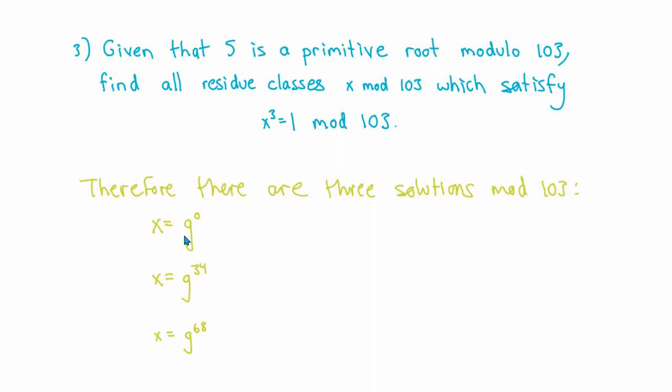And since g is 5, it's not difficult after a little bit of work to find representatives for all of these residue classes, which lie in the range from 0 to 102. So the 3 solutions modulo 103 are 1, 56, and 46.